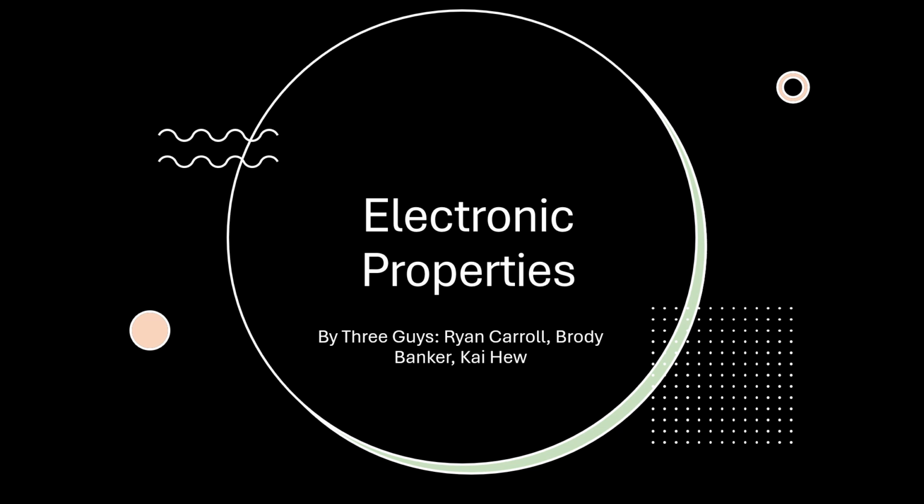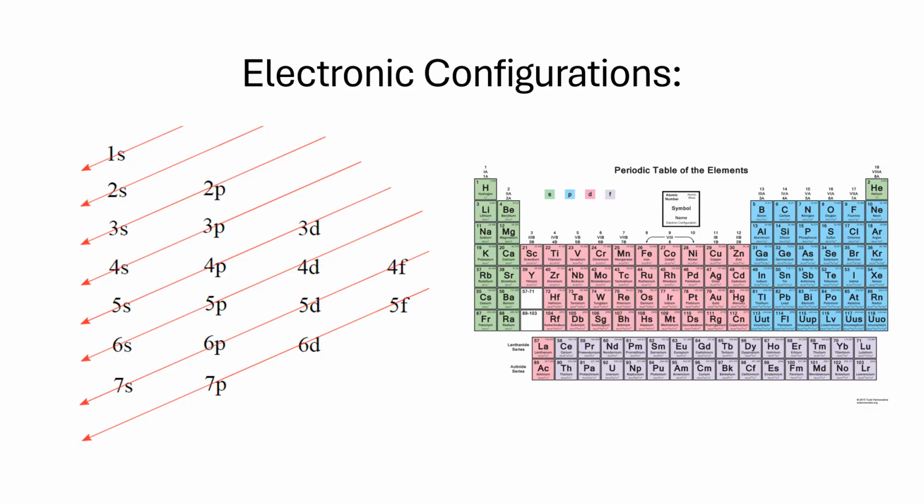Today we're going to talk about the electrical properties of semiconductors and metals. First, we're going to talk about the electronic configurations. This is the arrangement of electrons in orbitals around the nucleus. On the right, we have the periodic table, and on the left, we have the flow at which the electrons go through the orbitals.